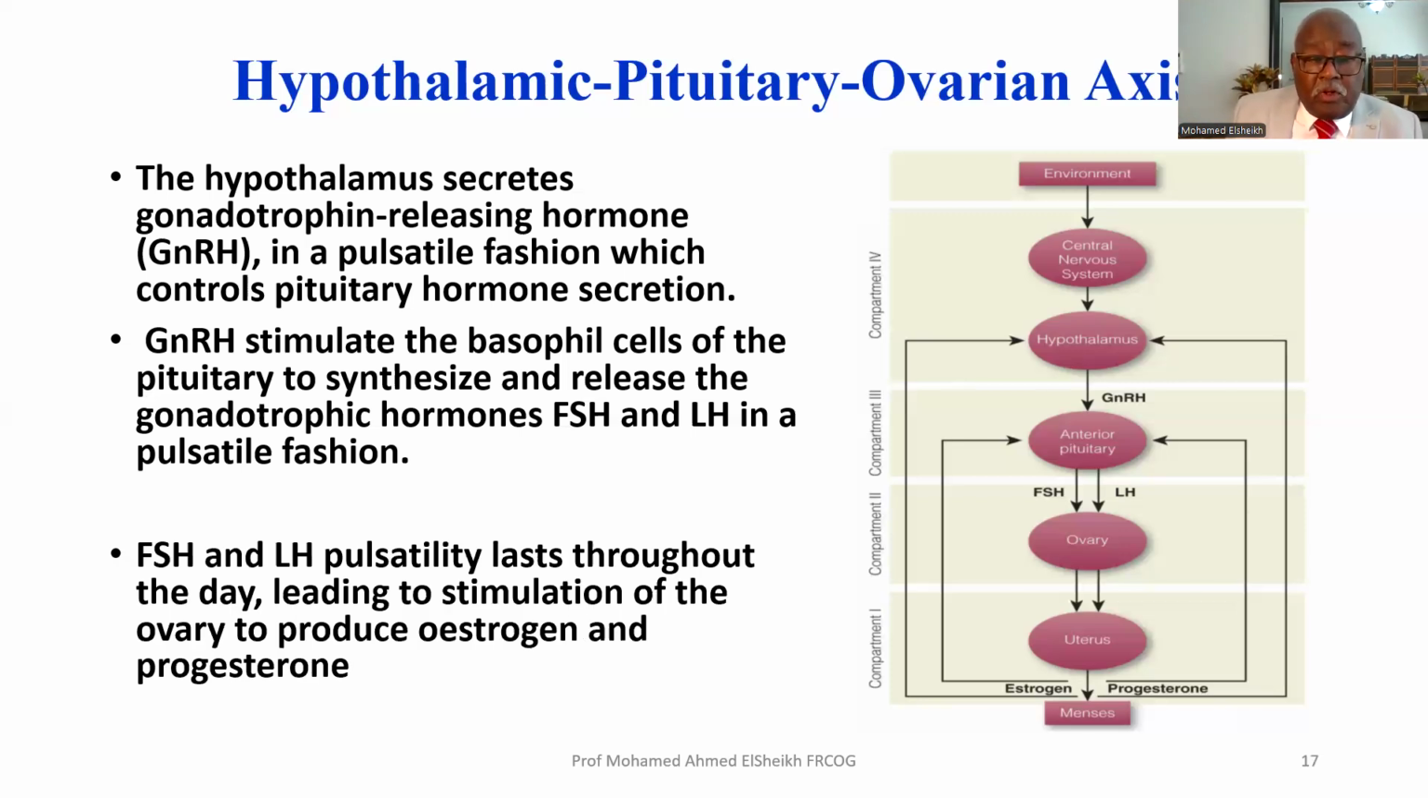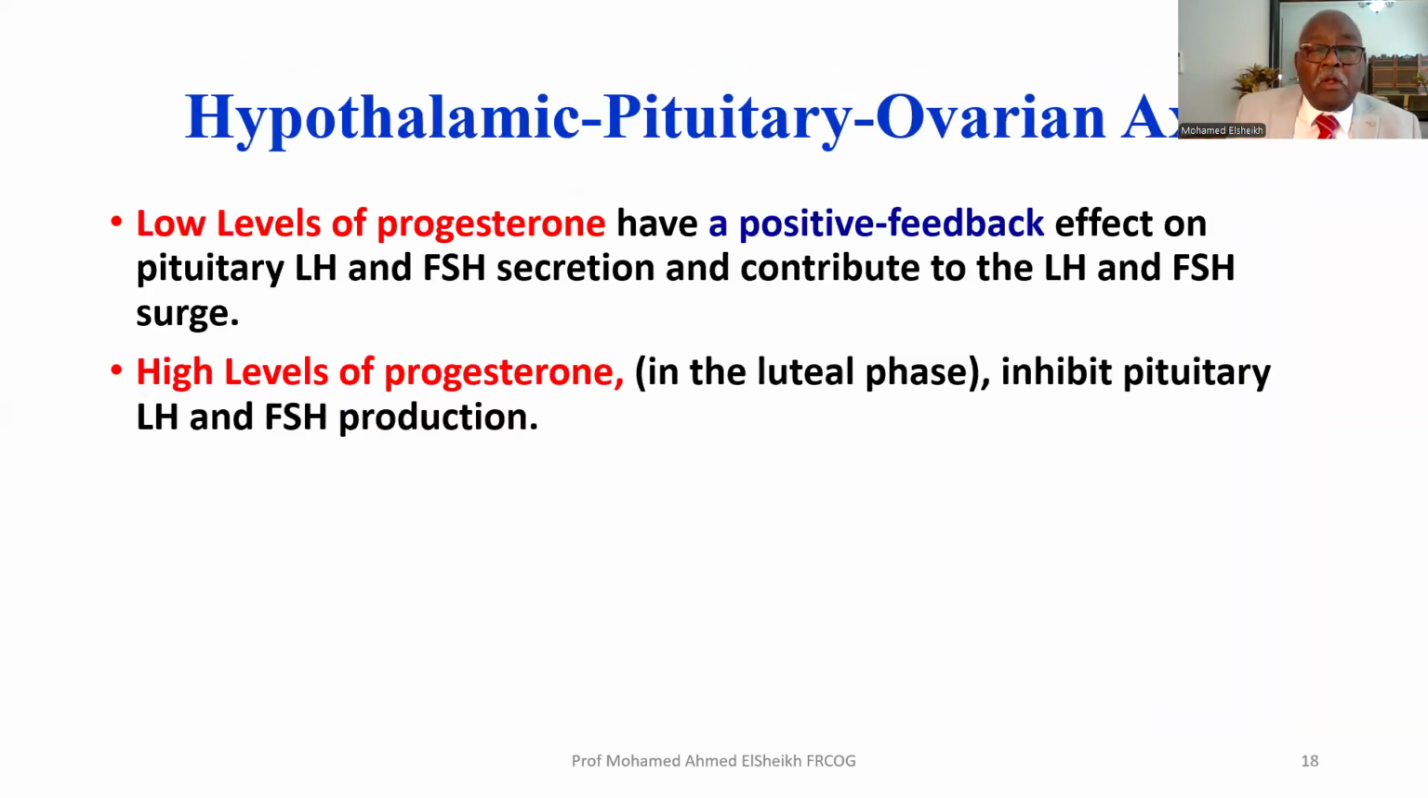FSH and LH pulsatility lasts throughout the day, leading to stimulation of the ovary to produce estrogen and progesterone. That is estrogen. What happens for the progesterone? Progesterone has a positive feedback effect on the pituitary LH and FSH secretion and contributes to the LH and FSH surge. A high level of progesterone in the luteal phase inhibits the pituitary LH and FSH production.